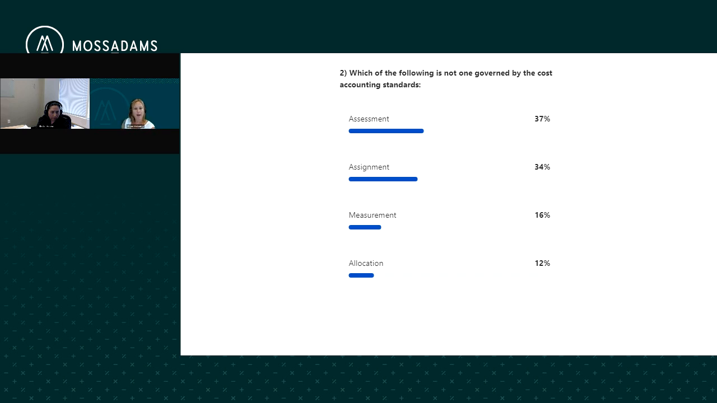Sure. Okay, so it's a pretty even split. The correct answer is assessment. So the standards cover measurement, assignment, and allocation. So assessment's not one of them, but we'll dive into each of those and how they apply to each of the standards as we continue.